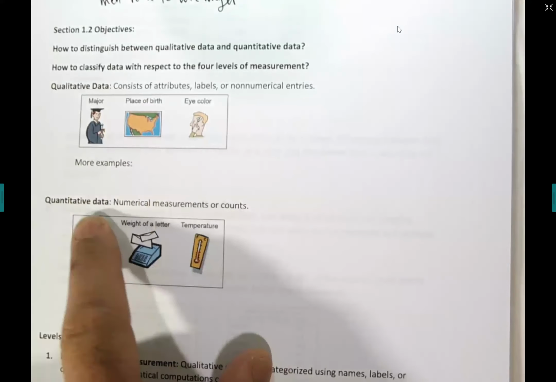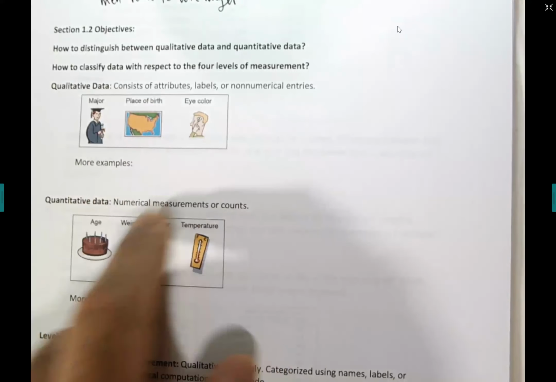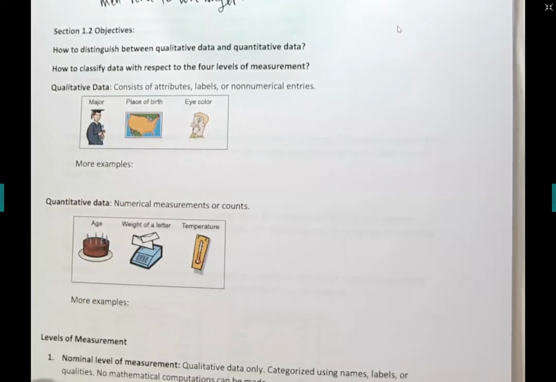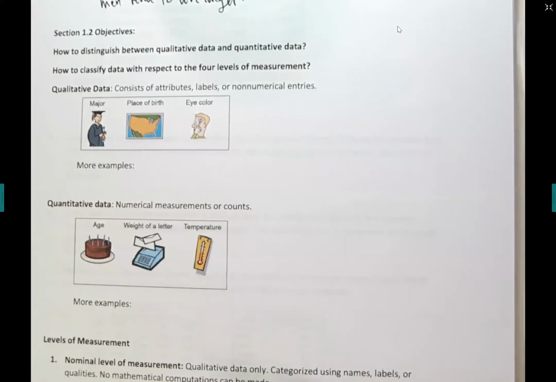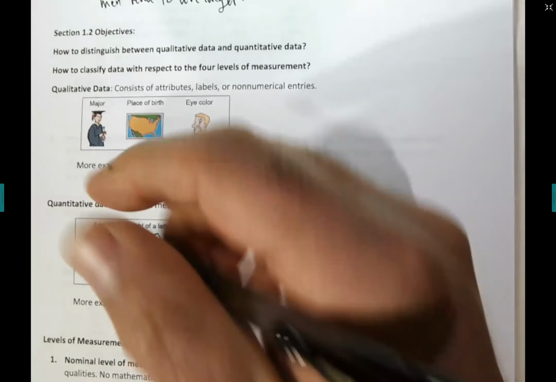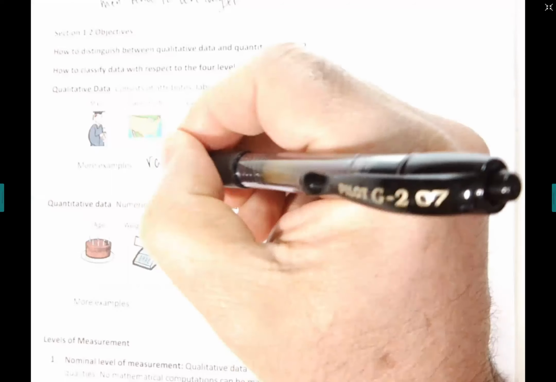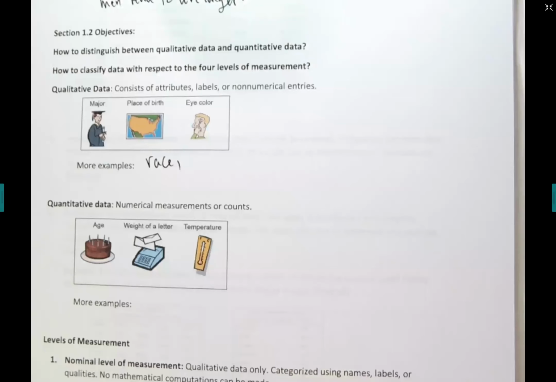Can you guys help me put a couple more examples in there for qualitative data? You can type it in if you like. What else can you think of as far as qualitative? How about your race, your office? Yes, that's one. I'll put it there. I'm not sure I understand. What else?